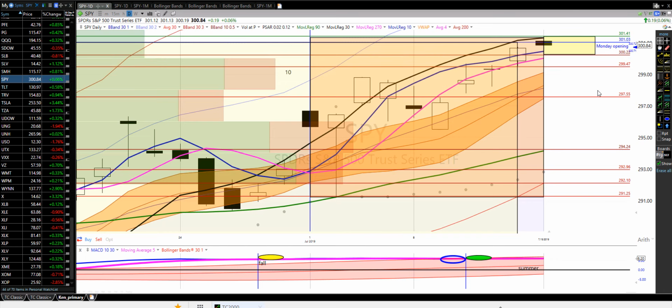Okay, that's my little process, my 5-minute process to update my view of the market health check for SPY.